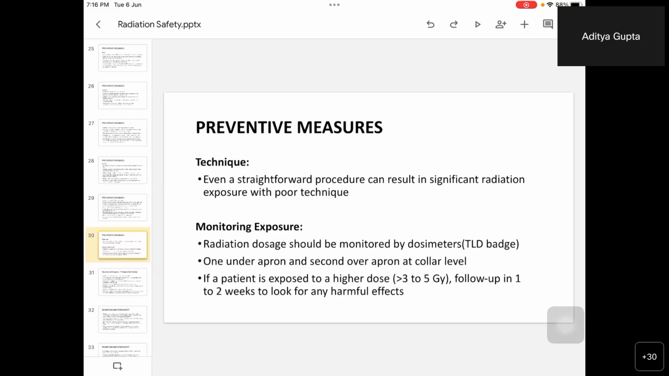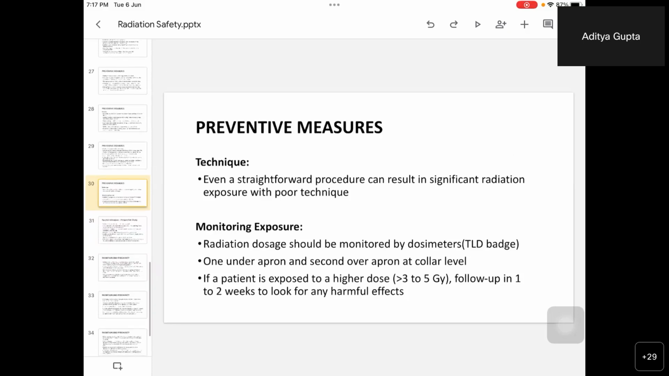One should be worn under the apron, so that whenever we see the radiation exposure, we can make out that the operator was wearing the apron all the time, and how effective the apron is in reducing the radiation dose. The second has to be worn over the apron at the collar level, which will show the level of radiation exposure to the eyes as well as the thyroid. If a patient is exposed to higher doses, of more than 3 to 5 grays, follow-up should be done in 1 to 2 weeks to look for any harmful effects.